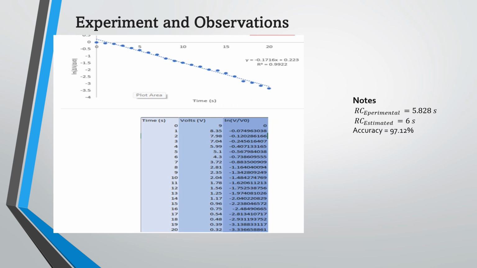At different time intervals, we measured the voltage as the capacitor was discharging. When compiling all this data and making it linear, we were able to obtain this equation and solve for the RC experimental, which is equal to 5.828 seconds, the RC estimated, which is equal to 6 seconds, and the accuracy is 97.12%.